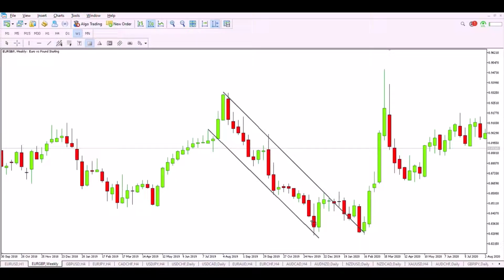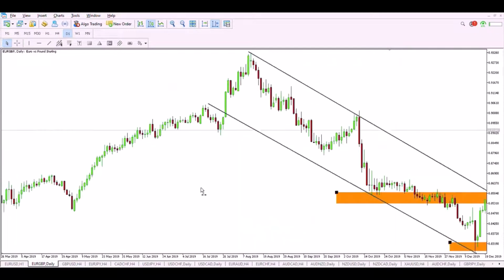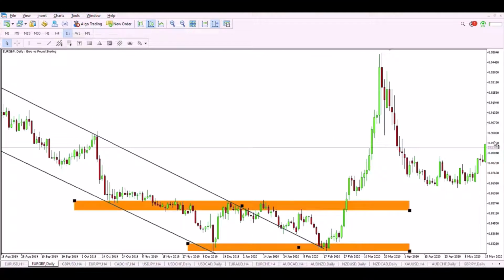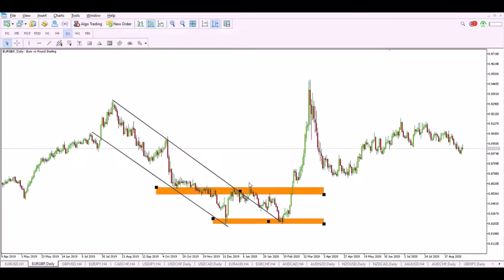Let me show you how this worked. To have a double bottom, we have to have two bottoms on the same level right here, and we also need to have the neckline broken. So here somewhere is your neckline. I'll measure these wicks of the candles also, which are also good to break. And if we look at the daily, just to zoom in on this situation a little bit, you can see it all clearer. Okay, this is a much better view.